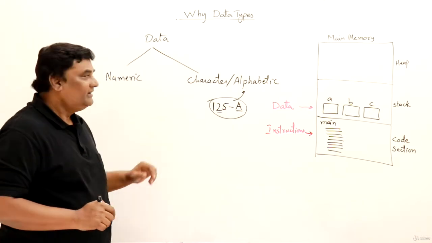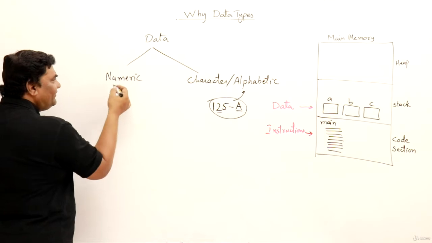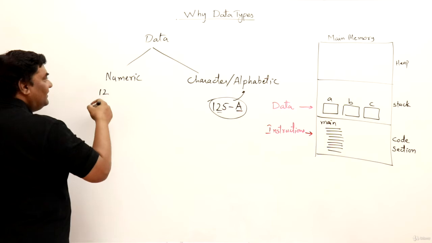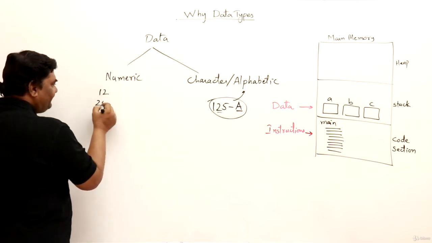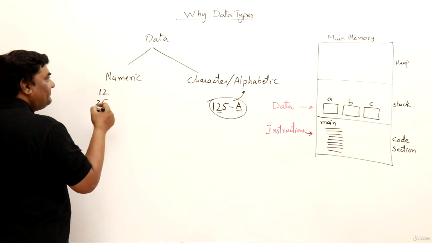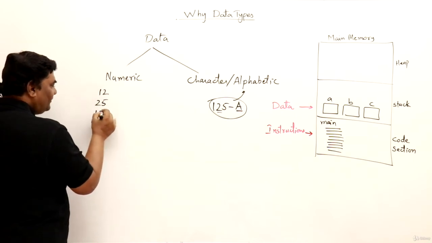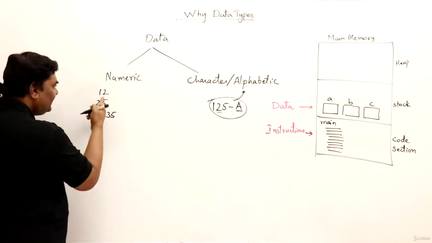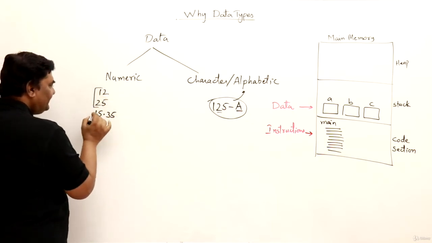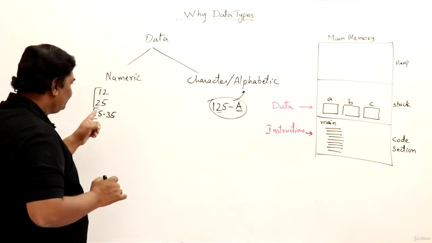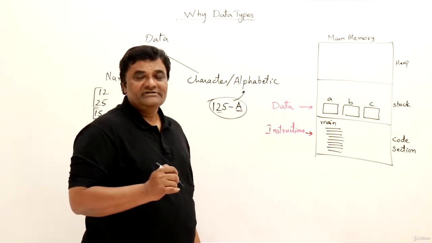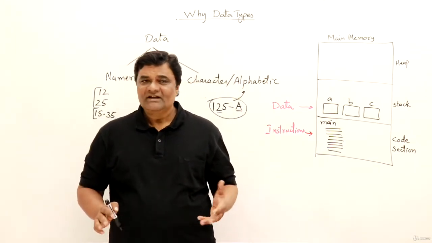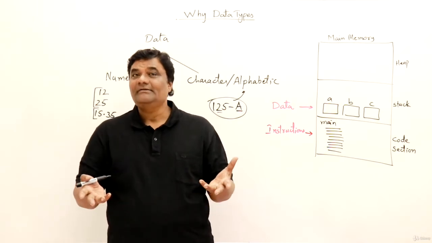So let us pick up numeric. If I have a number, that is the price of some item, let us say it is $12, or the roll number of a student, that is 25, or the bill amount is $15.35. If you observe, this one does not have a decimal and this one has a decimal. So with this I can say that in daily life we use two types of numbers, one with decimal and one without decimal. We don't usually differentiate them. We say it's a number only.